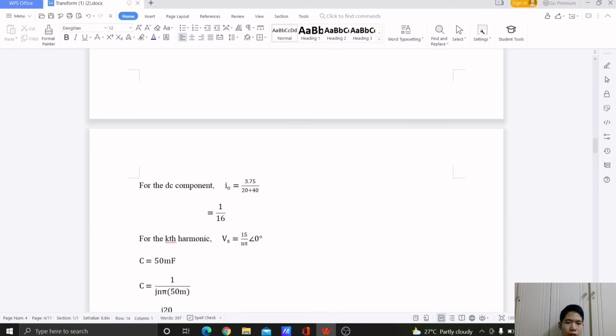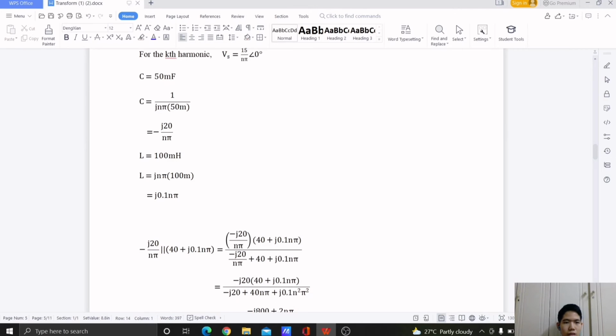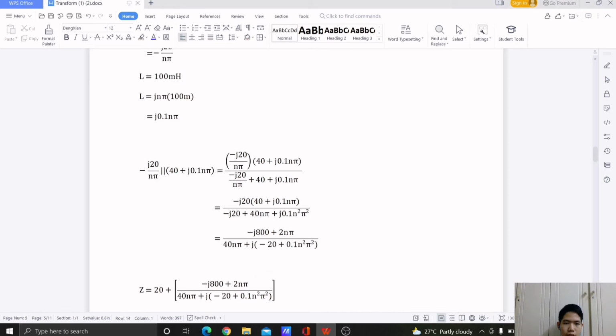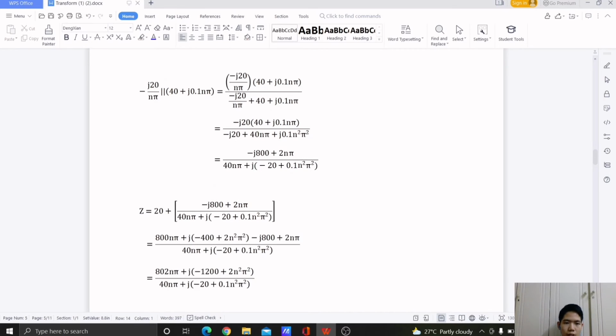For the DC component, I0 equal to 3.75 over 20 plus 40, equal to 1 over 16, and for the k harmonic, Vs equal to 15 over n pi, and the phase angle equal to 0. For the capacitor, the impedance equal to minus j20 over n pi, and the inductor equal to j0.1 n pi. Then we find the total impedance. First we parallel the capacitor with the resistor in series with the inductor. Then together with the resistor, we add in.